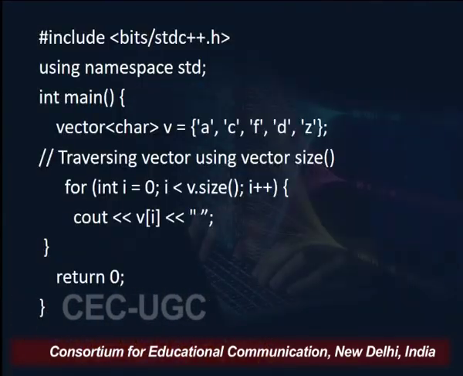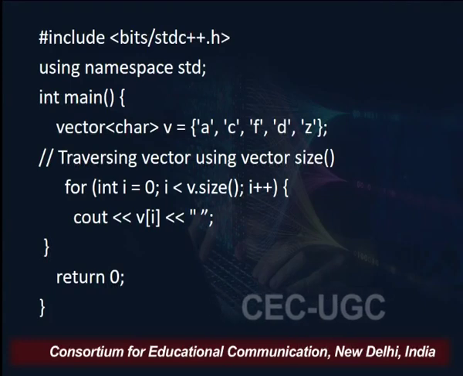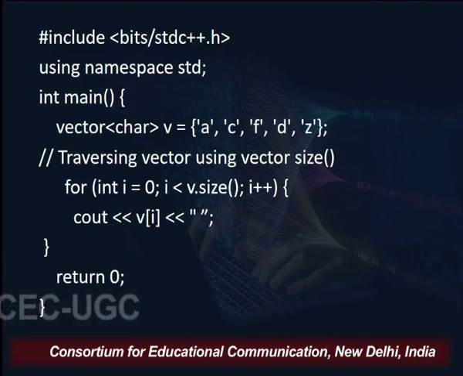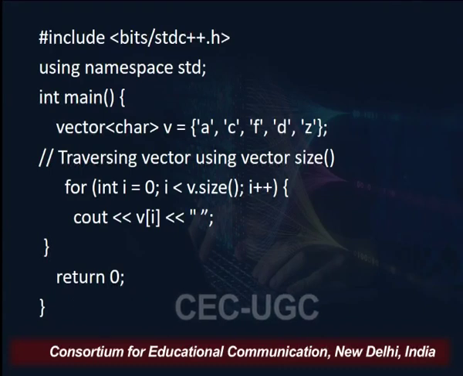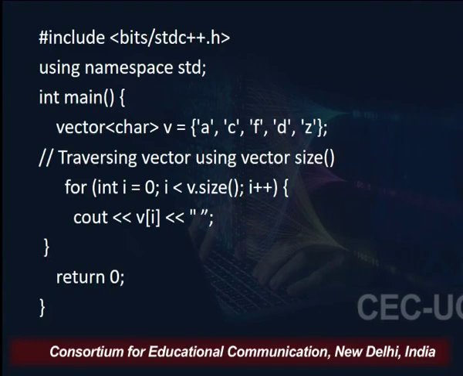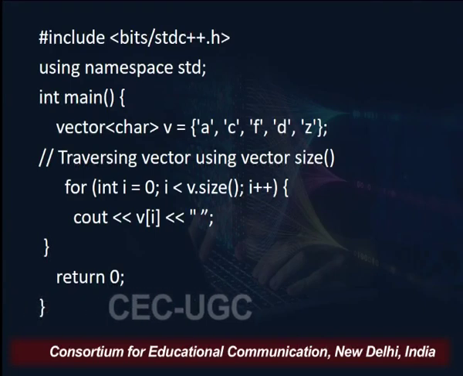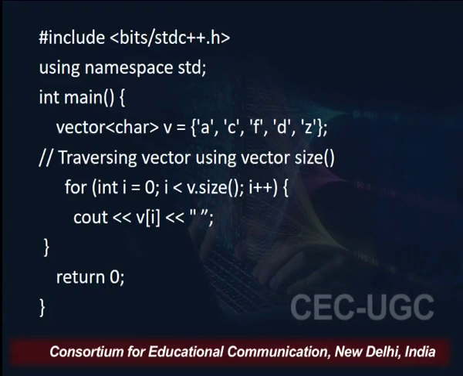So, a similar character vector we have used, which has A, C, F, D and Z, and we want to traverse this vector using the vector size. The simple loop, as shown on the screen, says for integer i equals 0, i less than v.size, and v.size here is a function which is being used. V is the name of the vector which we have developed, dot size, and then, in order to move the counter variable, we have used i plus plus.